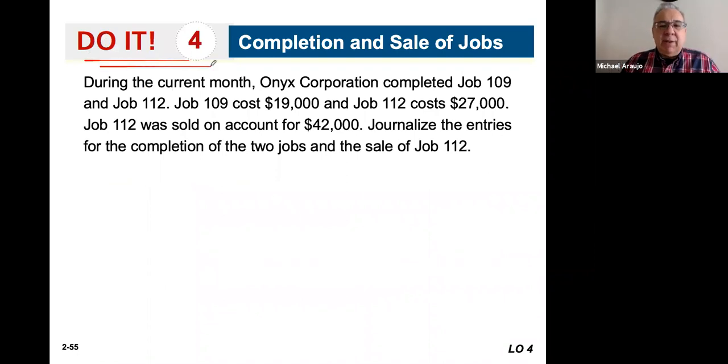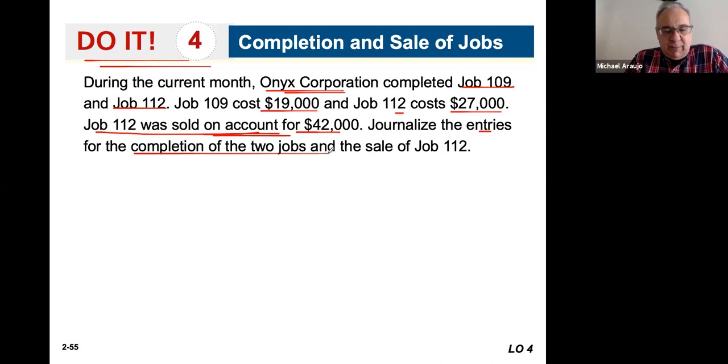And here we are at the end of our objective number 4, with the completion and sale of a job. So we have Onyx Corporation. They just completed job 109 and job 112. Job 109 cost them $19,000. Job 112 cost them $27,000. Job 112 was sold on account. Remember that, on account, for 42 grand. So journalize the entries for the completion of the 2 jobs. That's the first part. And then journalize the entry for the sale of job 112.